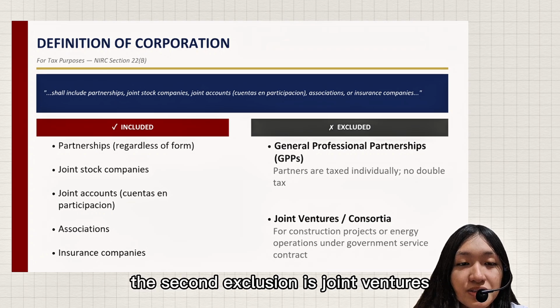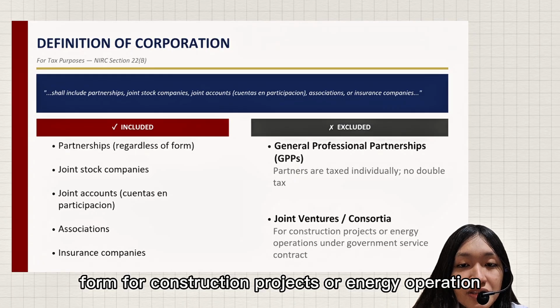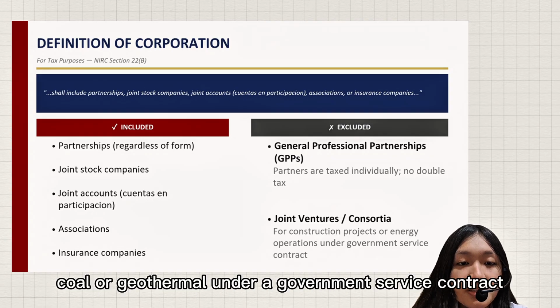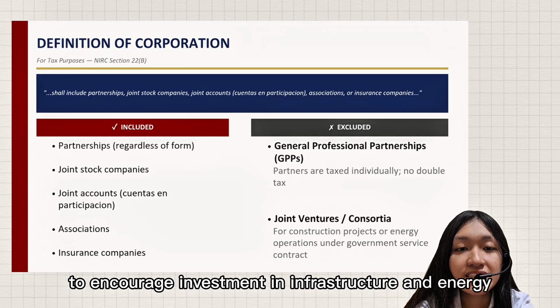The second exclusion is joint ventures or consortia, formed for construction projects or energy operation, like petroleum, coal, or geothermal under a government service contract. This exclusion is a deliberate policy decision to encourage investment in infrastructure and energy.